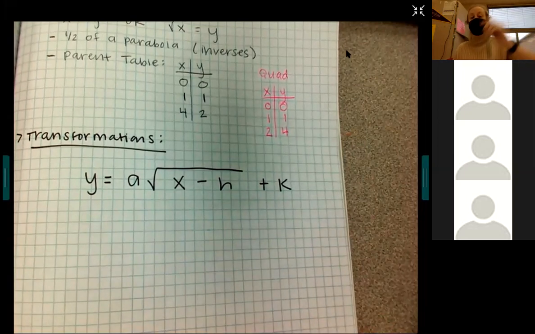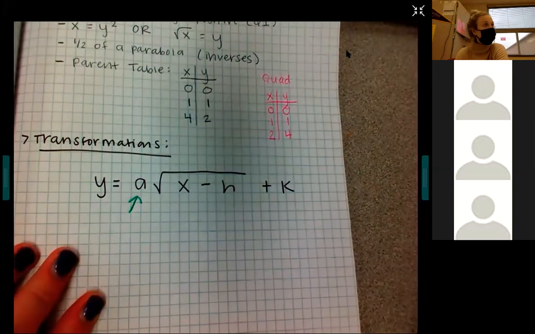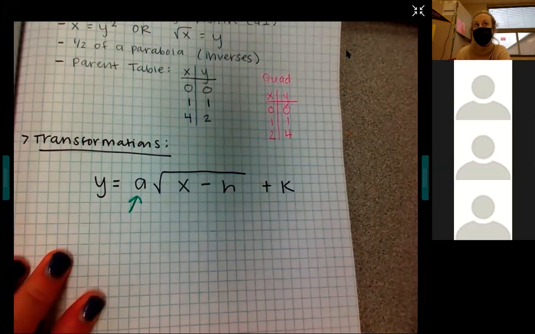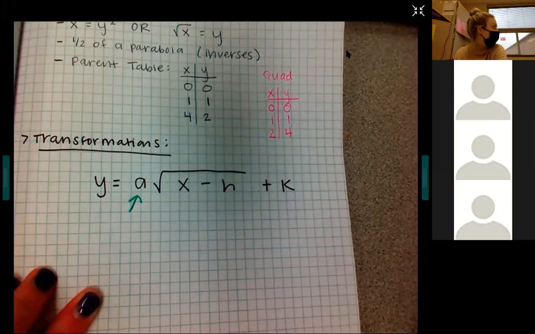So I'm going to let y'all tell me what you told me earlier. What does the A value tell us? If it was stretched or compressed. If there's no number out front, it's an understood what? 1, which means we didn't stretch or compress it at all, right?